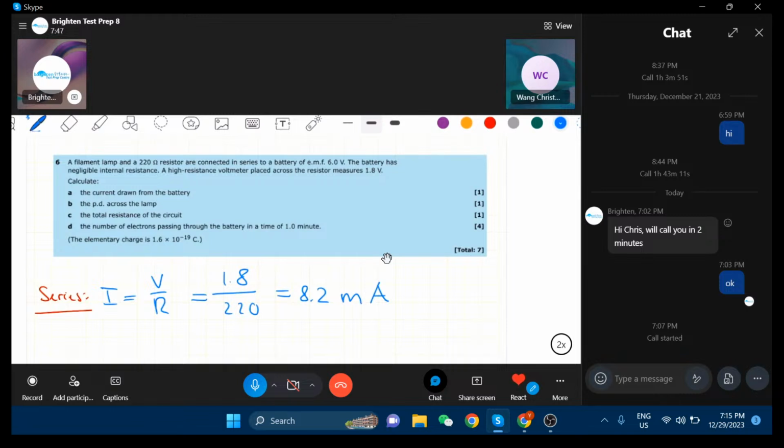If you just give amps, okay, the 0.000, right? That's fine. You don't want to have too many digits. But if you say, okay, I change it to milliamps, then you have to be a bit careful, because you tend to want at least one digit after the point. So at least say 8.2, or you could say 8.19, for example. Okay, so what is the PD across the lamp now?